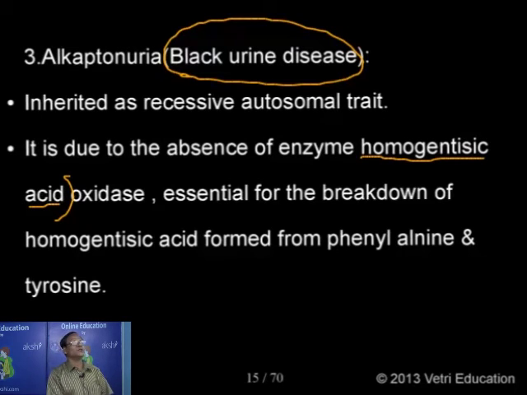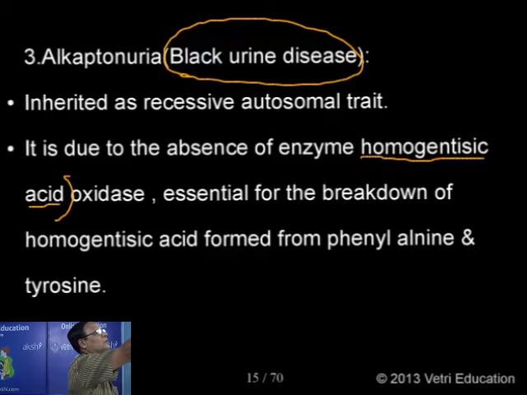Black water fever is not a genetic disorder. It is a protozoan disease caused by Plasmodium falciparum. There also the urine turns black in color, along with the fever, and that is not a genetic disorder; it is caused by a Plasmodium species, Plasmodium falciparum.